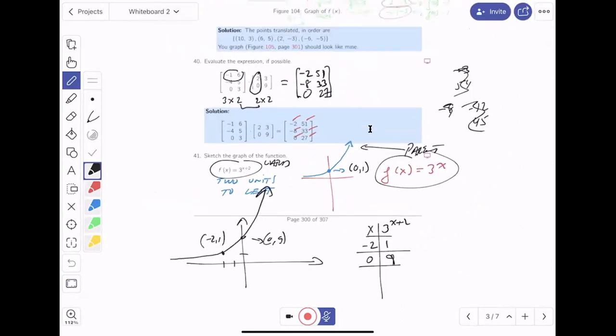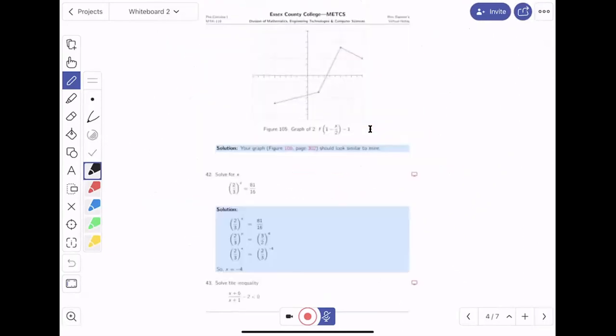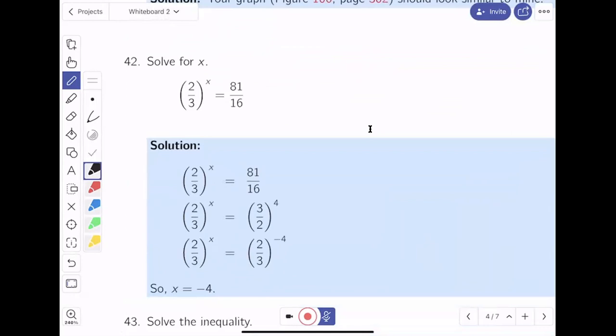All right, let's go to the next question, and that's going to be number 42. And that doesn't look too bad to do. I'm going to blow it up a little bit. I would like to look at the problem and see if I can do it without too much work. The first thing I notice is I'd like to get in the same base. So I'm looking at the 81, and I don't see any 2 in it, but I do see a 3 in it.